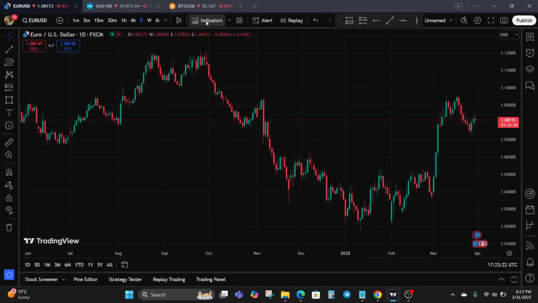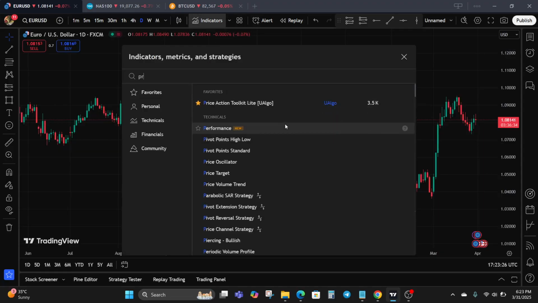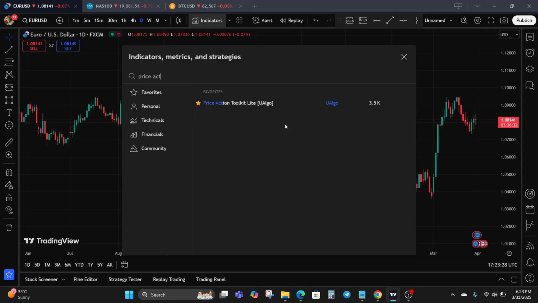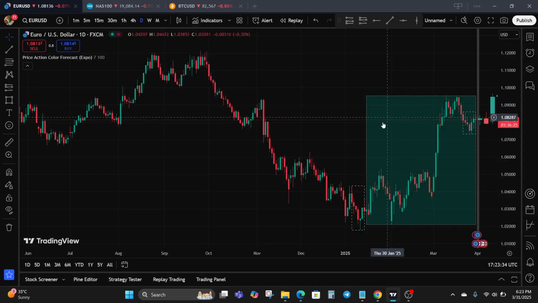Now let us just quickly dive into this game-changing tool. I'm just going to add the Price Action Color Forecast to the chart. All right, here we go.